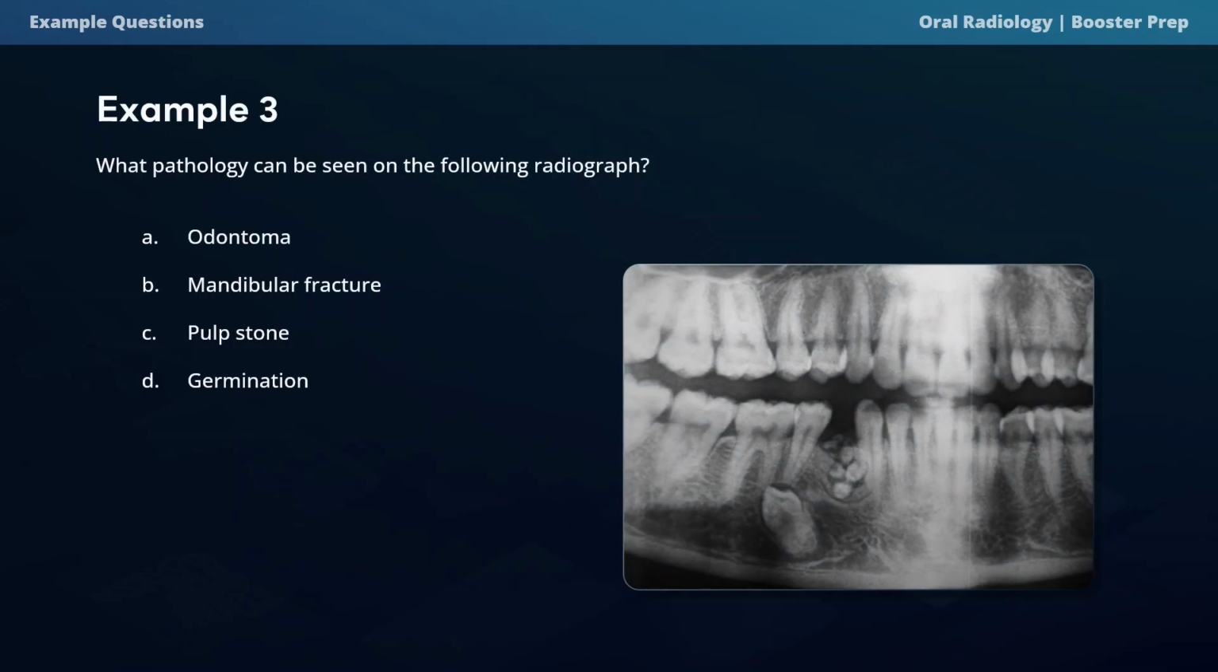Sample question 3 asks, what pathology can be seen in the following radiograph? Alright guys, take a second to pause the video and to answer the question. Okay, let's take a look. The correct answer here is A, odontoma. And an odontoma shows up as a radiopaque mass with irregular margins surrounded by a radiolucent zone, and an odontoma includes multiple small calcified structures that may resemble teeth.